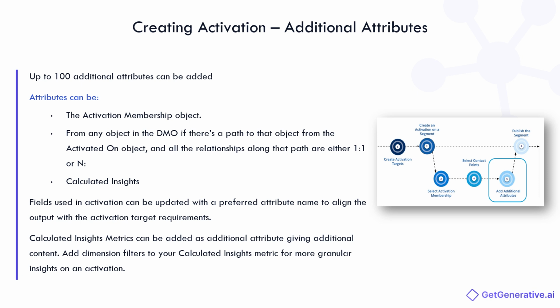Calculated insight metrics can be added as additional attributes, giving additional context. We can add dimensional filters to the calculated insights for more granular insights on activation. We can send the calculated insights. We can also send the metrics for calculated insights, such as unified individual ID in this case, individual ID, if there are any other metrics as well.